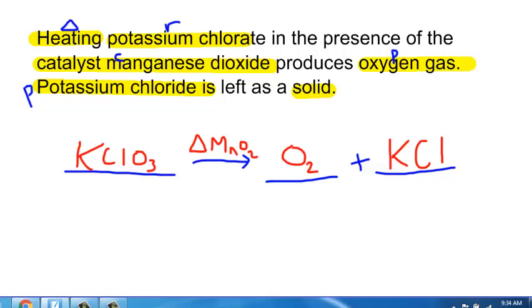Anything else? Yep, since it tells us right here gas and solid, we're gonna go ahead and put those in. Potassium chlorate is also a solid. If it doesn't say it in the problem though, I'm not gonna make you do it.